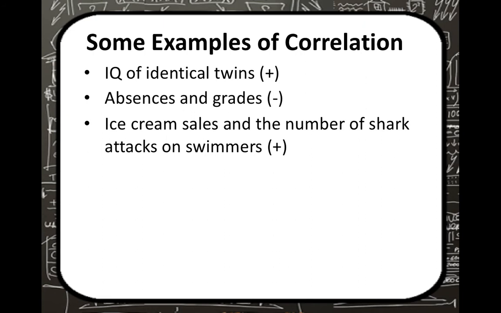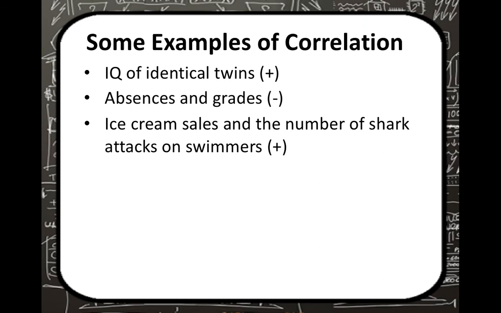Now the correlation between absences and grades is a negative one. Typically, the more absences somebody has, the lower their grade is. Okay, so if somebody misses almost every class, you would probably expect their grade would tend to be pretty low, versus somebody who comes to class all the time would tend to have a higher grade, right? So if they have no absences or very few absences, they have a higher grade.